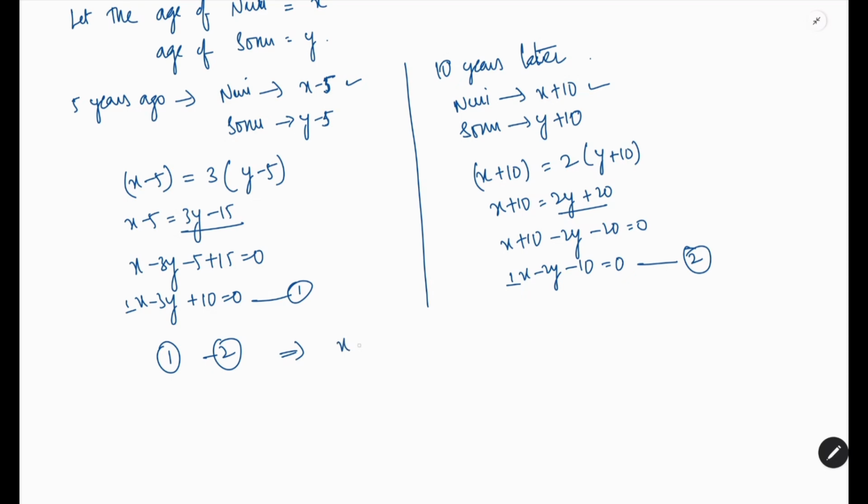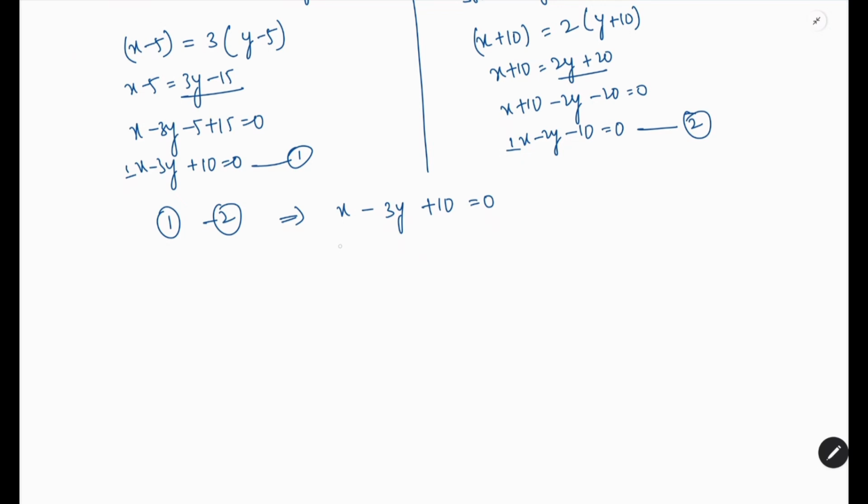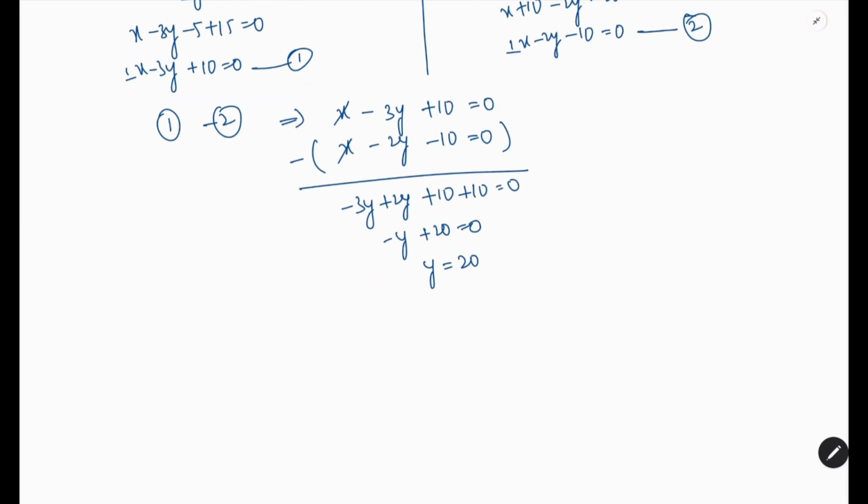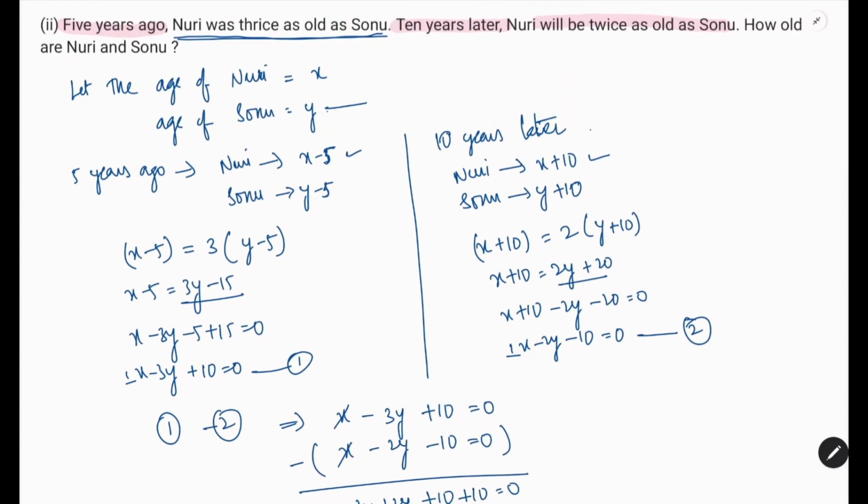First equation minus second equation: x minus 3y plus 10 equal to 0 and x minus 2y minus 10 equal to 0. We will subtract. x minus x is 0, and minus 3y, minus of minus 2y is plus 2y, plus 10, minus of minus 10 is plus 10, equal to 0. So minus 3y plus 2y is minus y plus 20 equal to 0. So y equal to 20. We got y equal to 20. That means Sonu's age is 20 years.